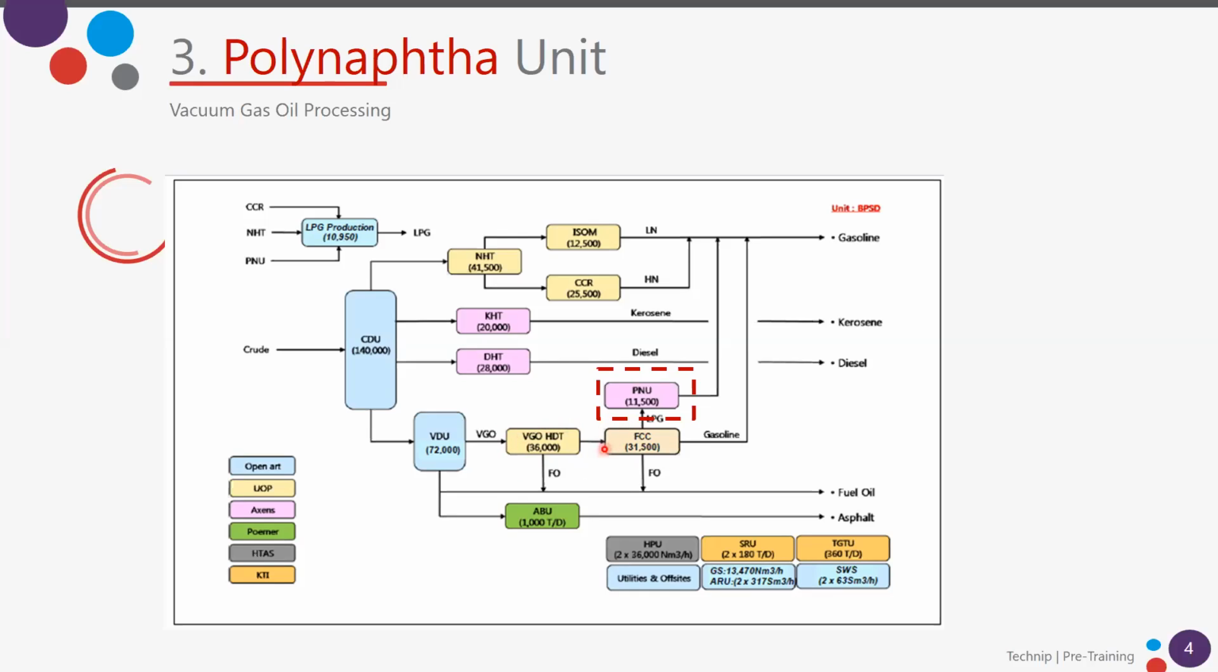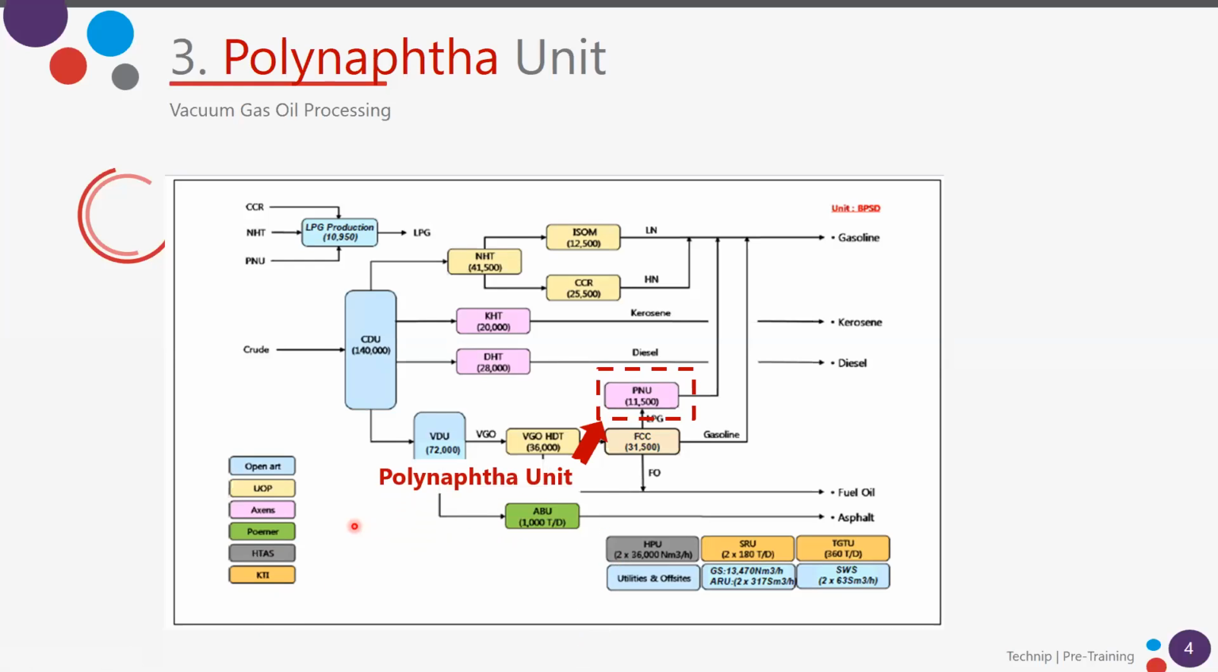before the FCC unit. And in this FCC unit, we get our gasoline that we will send to the gasoline pool, and we will get an unsaturated LPG stream that we will send to this unit that we will see today to get more gasoline from this stream. Of course, we will also get some medium distillates that we will see during the presentation. But this is where we have our polynaphtha unit.